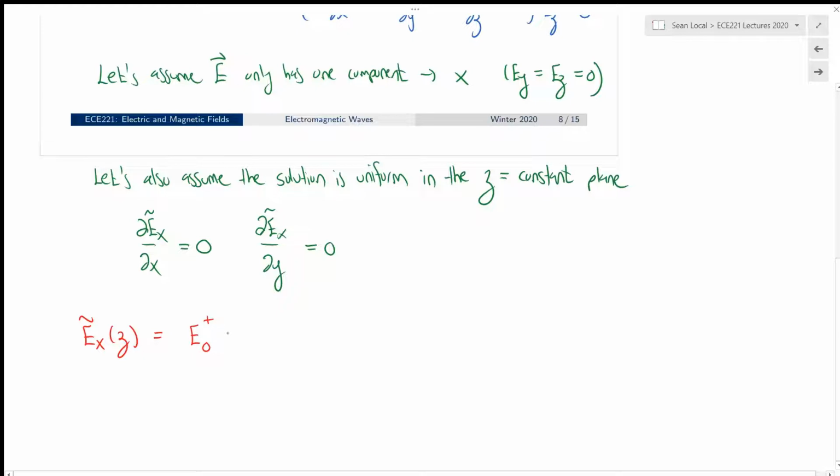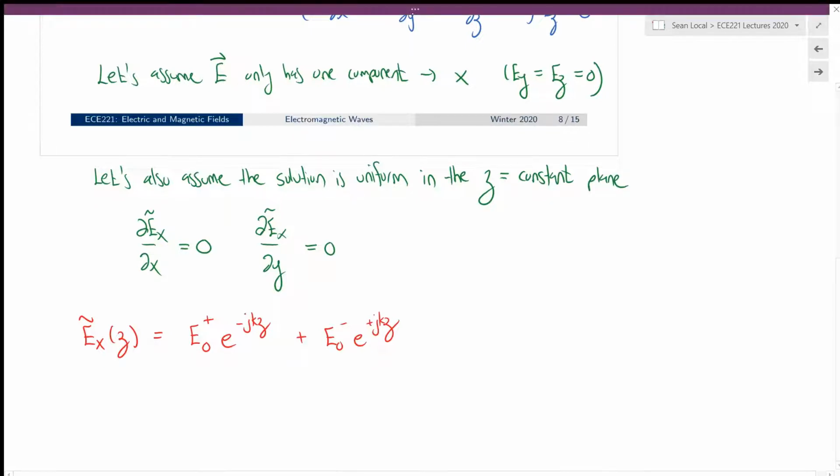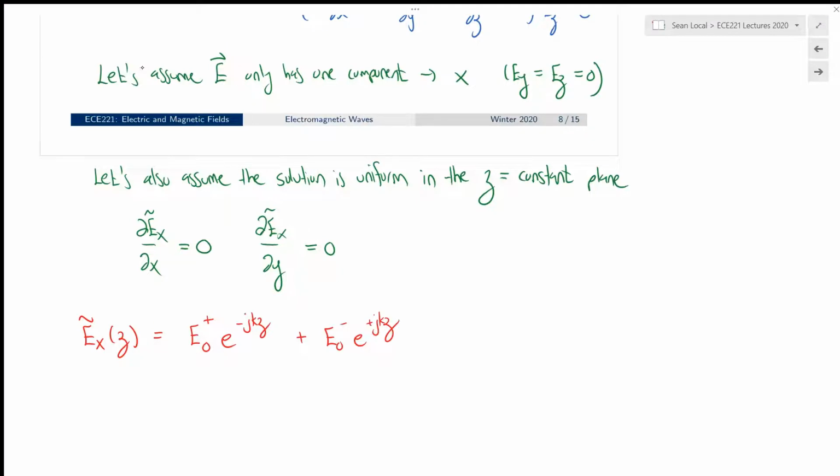So let's write the solution as the sum of two complex exponentials, as shown here. So the first term has a constant out in front, which I'm calling E naught super plus. And there's another constant in the second term, E naught super minus. And then you can see our complex exponential solutions here. One term is e to the minus jkz, and the other term has e to the plus jkz.